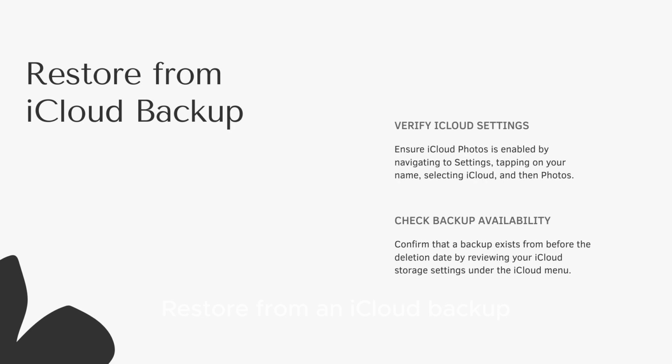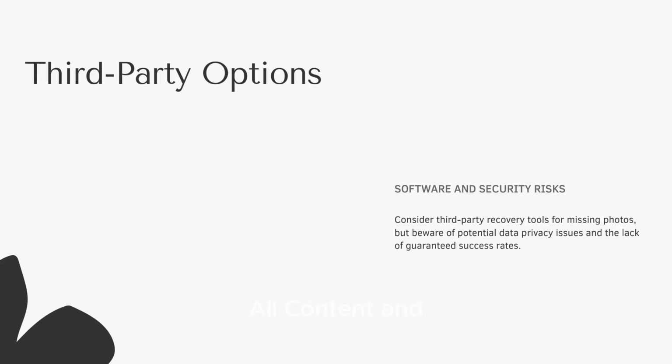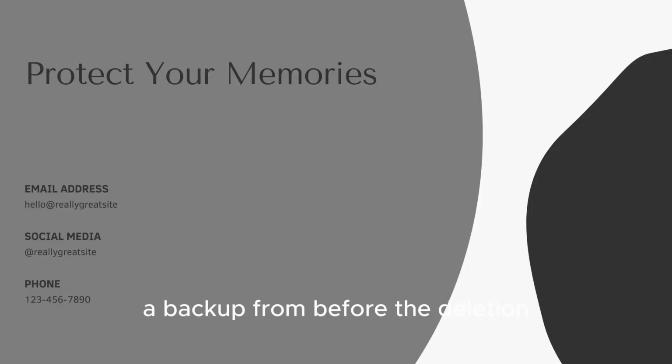From an iCloud backup, go to Settings, tap your name, then iCloud, ensure Photos is on and you have a backup. To restore, erase your iPhone via Settings, General, Transfer or Reset iPhone, then erase all content and settings. After restarting, choose Restore from iCloud Backup, select a backup from before the deletion.